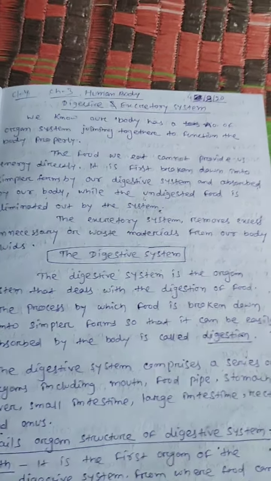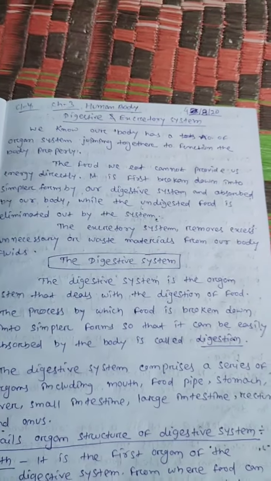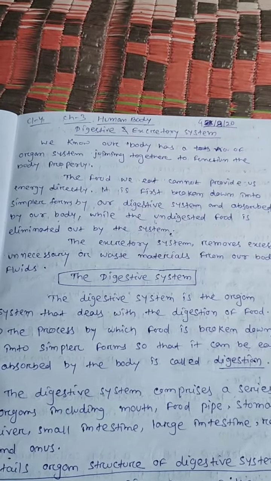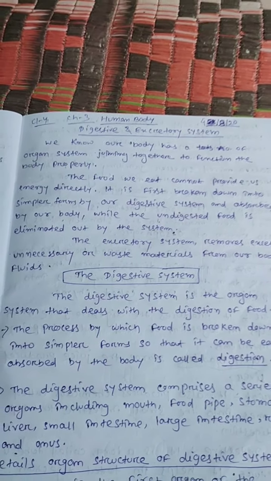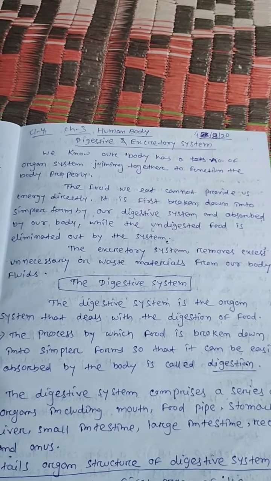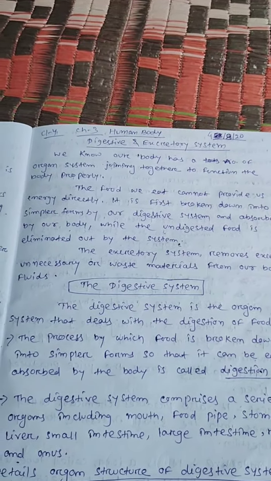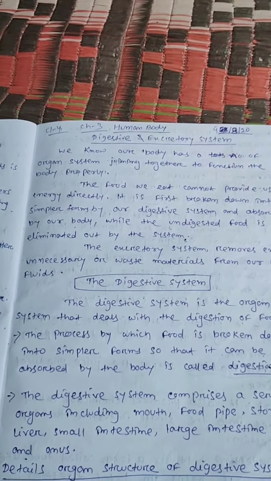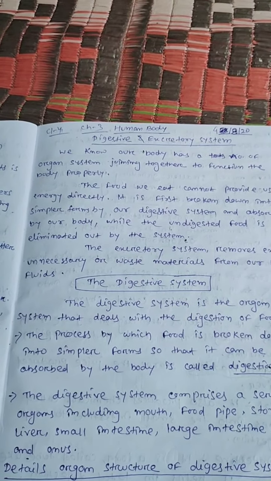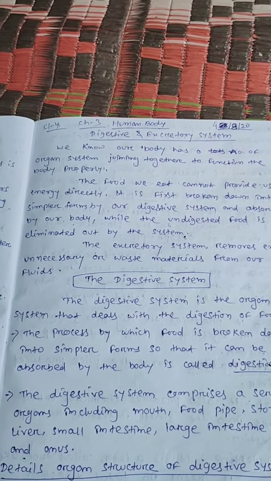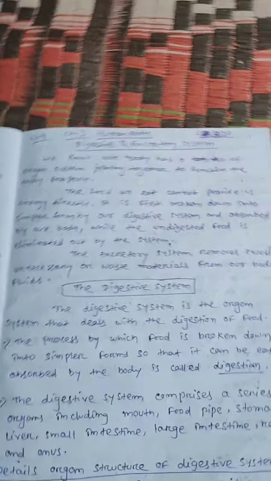Before going to discuss the digestive system, students, remember, 4 steps are included. First step is ingestion, second is digestion, third is absorption, and fourth is egestion. A number of organs are included in the digestive system, starting from the mouth and ending in the anus.